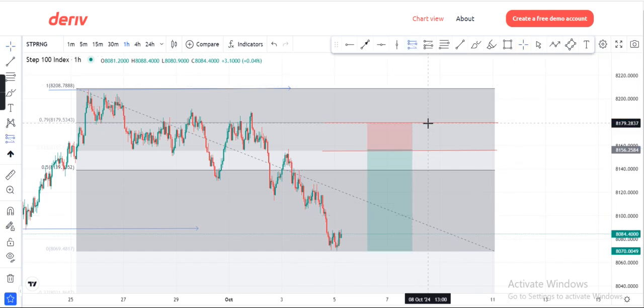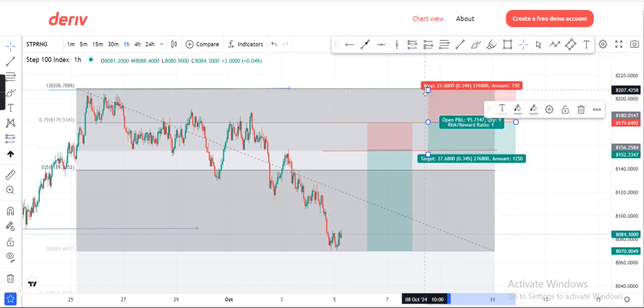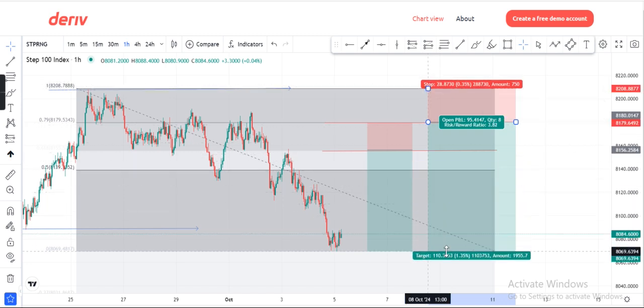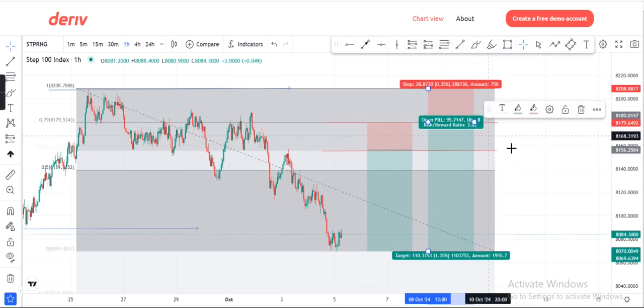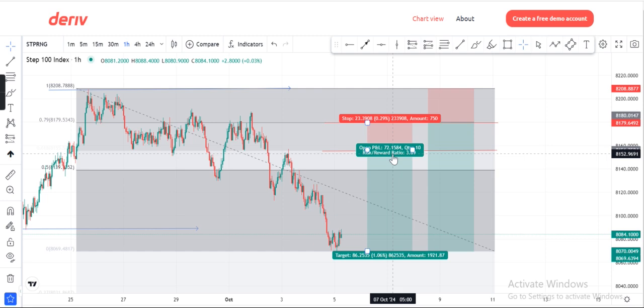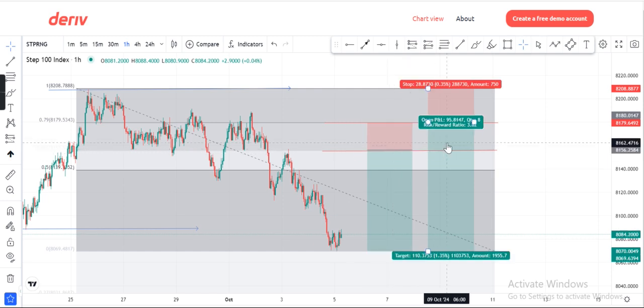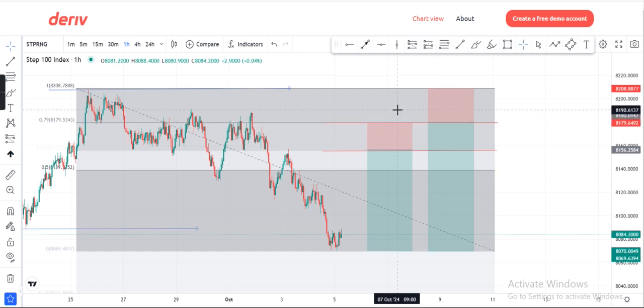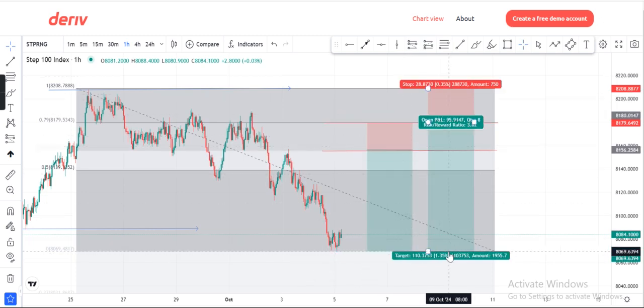And then if it gets into this point, our stop loss would be here, and then our take profit would be here also. So this basically will be our first entry, and this will be our second entry. So if we get stopped out here, the next trade will be triggered and the stop loss will be placed, take profit here.